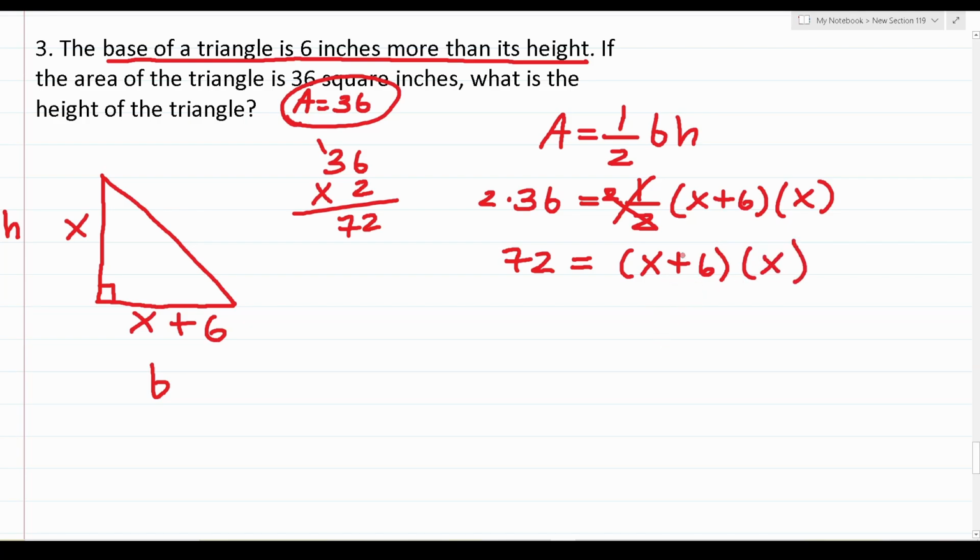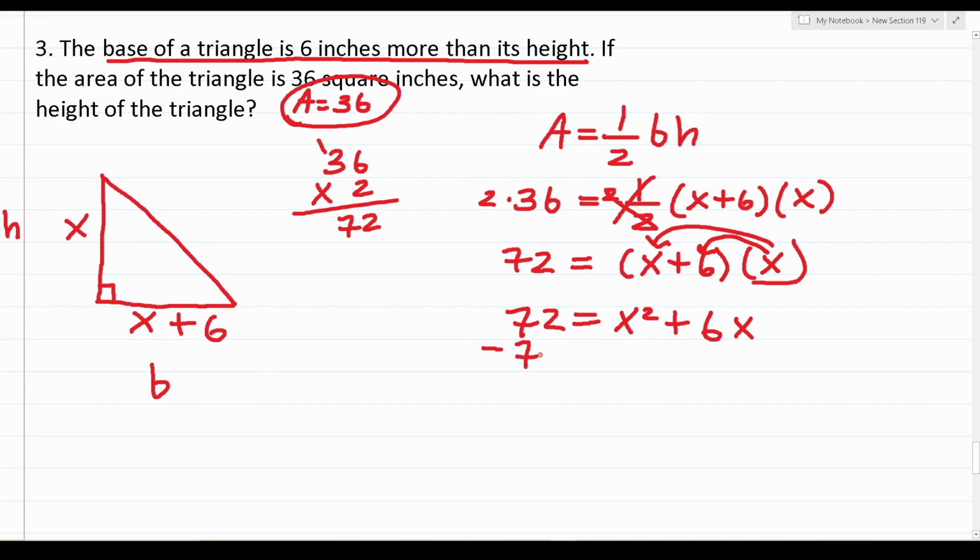Let's go ahead and work this out using the distributive property. We got to take this x, we got to multiply it to this x, and then we have to multiply it to this 6. So this becomes x times x, which is x squared, plus 6 times x, which is 6x, equals 72. And at this point, you're probably saying to yourself, how am I going to solve this one for x when I have x squared, 6x, and 72?